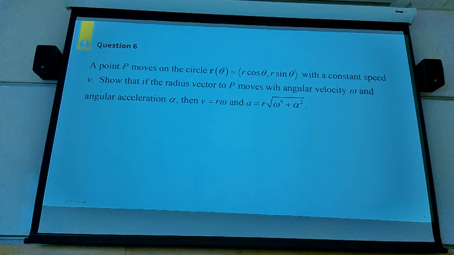A point is moving along a circle of radius r. It's moving with constant speed. We're going to show that if the radius vector to p moves with angular velocity omega and angular acceleration alpha, then speed is radius times omega, and acceleration is radius times the square root of omega to the 4th plus alpha squared.